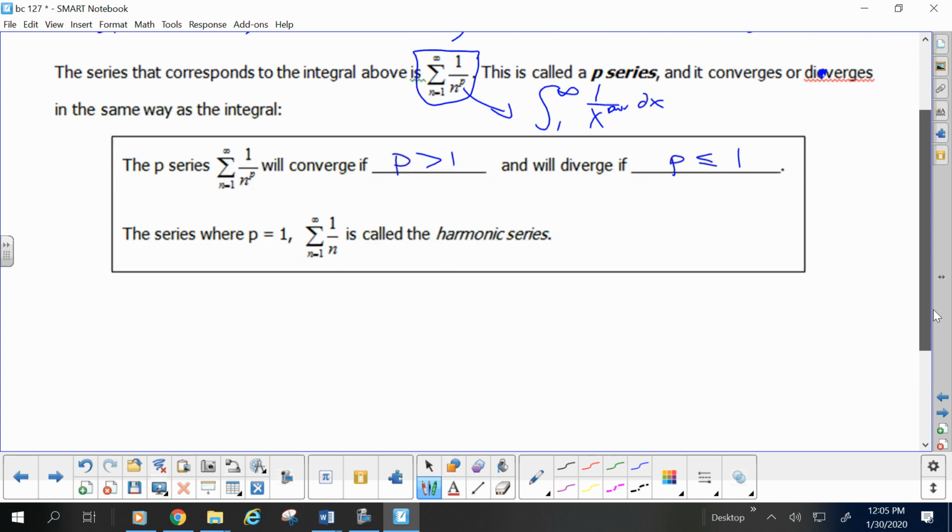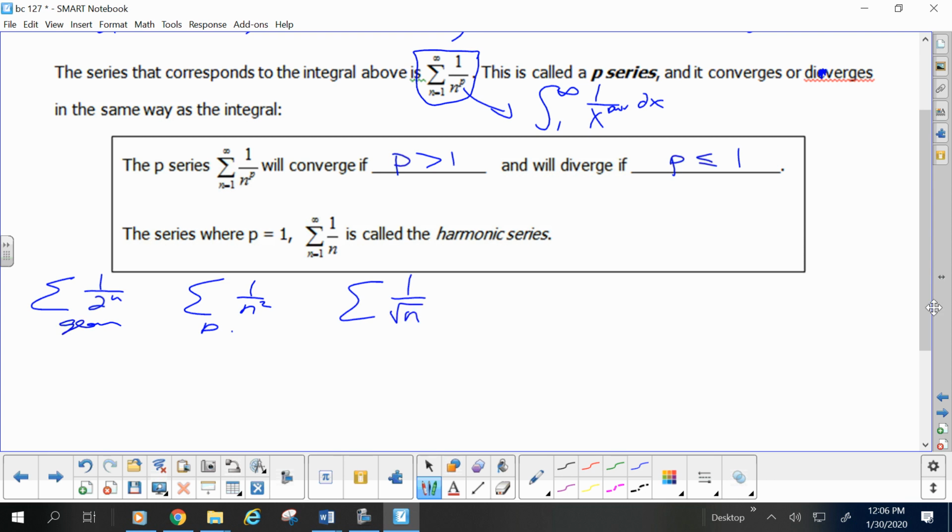I just want to distinguish between these. What kind of series is that? That's geometric. What kind of series is that? That's a p-series. N to a power, n is the base. This is geometric. That's a p-series. What about this? That's a p-series.